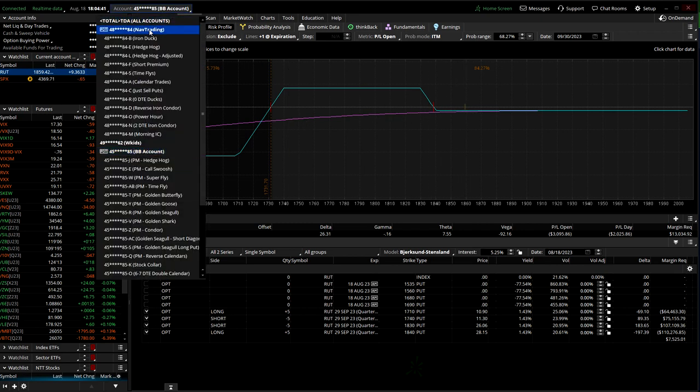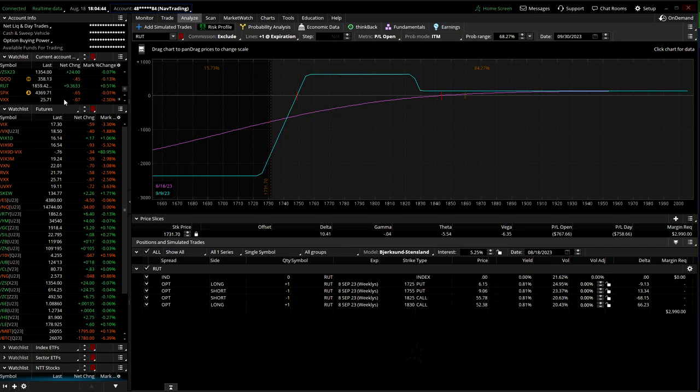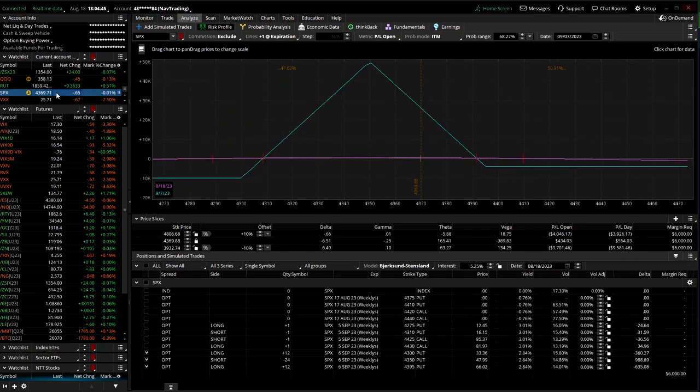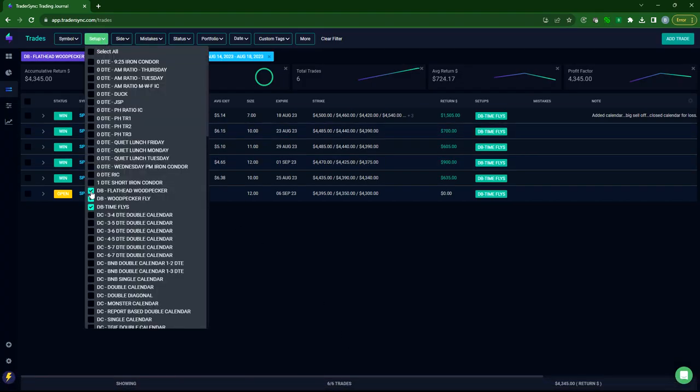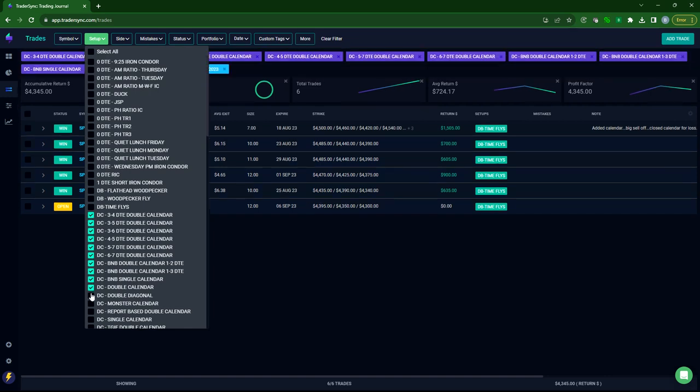As far as our time fly goes, we've got one of those on and it's currently up about 4%. So we should be able to take that out on Monday, barring a massive move over the weekend. Next setup, our dynamic calendars, which did very well. Click on these all, make sure we don't miss any.